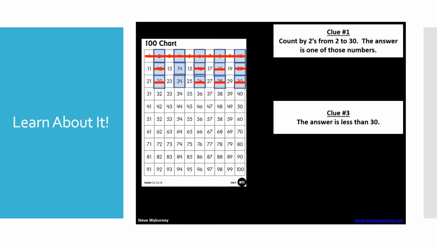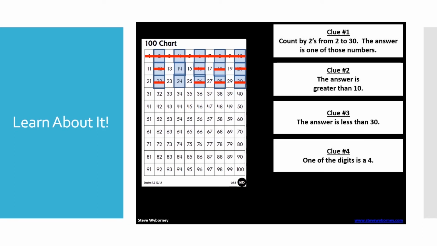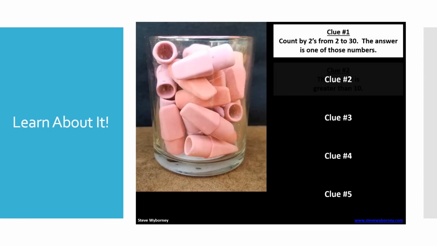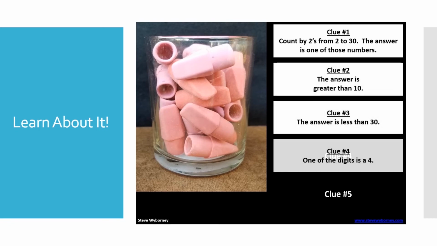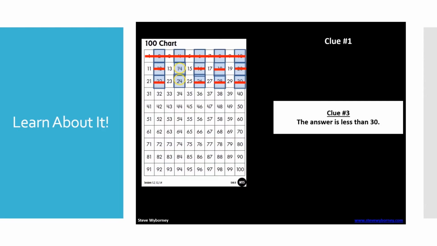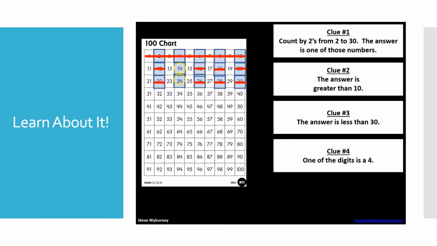Since we know now that our digit is a 4, we have two numbers left, 14 and 24. So when we think of all 5 clues, we now know that we only have 2 possibilities. It could be 14 or 24. What do you think the number is?